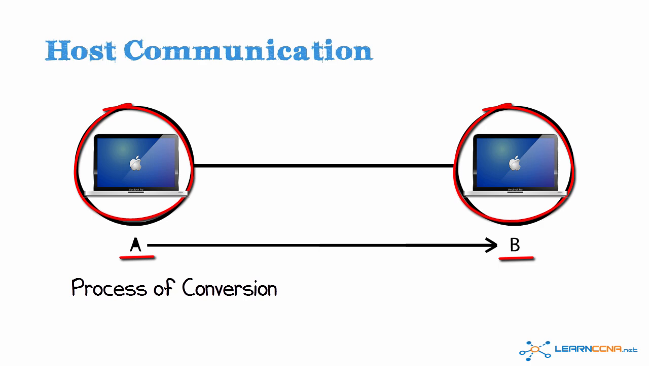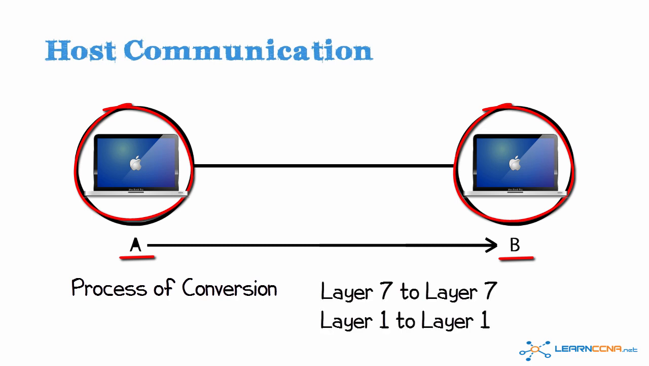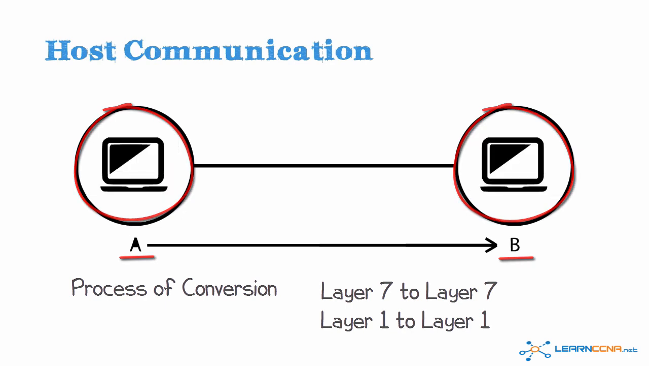At the end of this video, you should be comfortable with the fact that each layer of the OSI model only talks to the corresponding layer of the communication partner. In other words, layer 7 communicates with layer 7, layer 1 communicates with layer 1, and so forth and so on. So let's look at that in more detail.